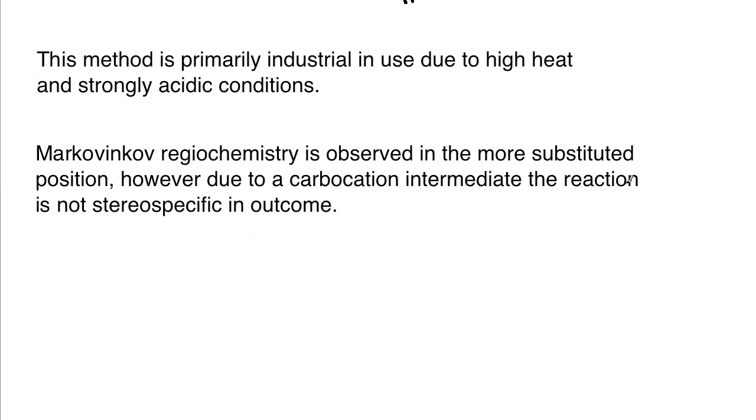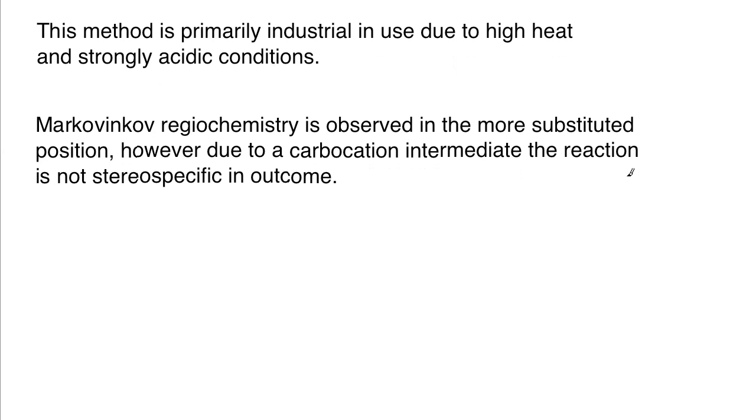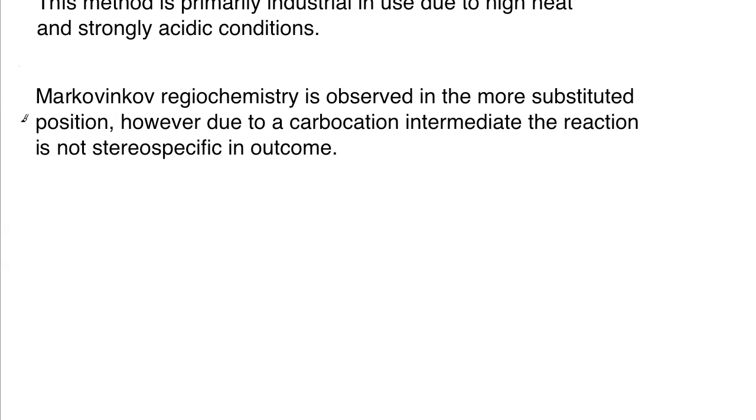All right, now looking at some of the regio and stereochemical consequences of this reaction before we look at its mechanism, you will get a Markovnikov regiochemistry outcome. And that is going to be observed where the OH, or the alcohol group, will be adding to the more substituted position of the alkene. However, there is a carbocation that is present in this particular pathway, and so due to that carbocation intermediate, the reaction is not going to be stereospecific in its outcome. In other words, we are not going to have 100% syn addition or 100% anti-addition. We're going to get a mix of both when it comes to the hydrogen and the alcohol group that adds.